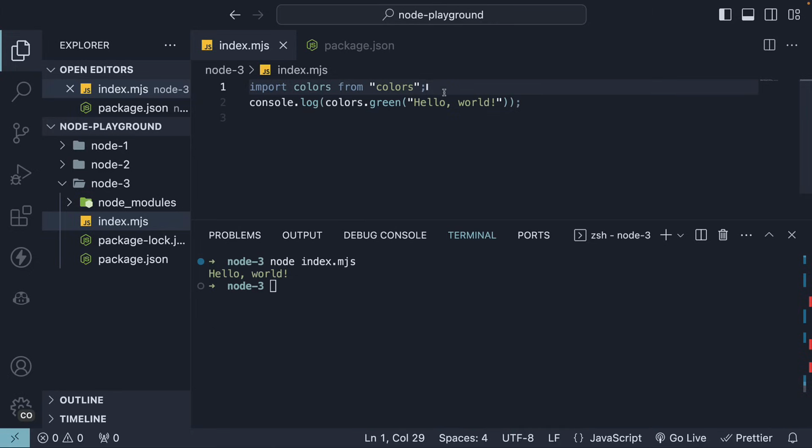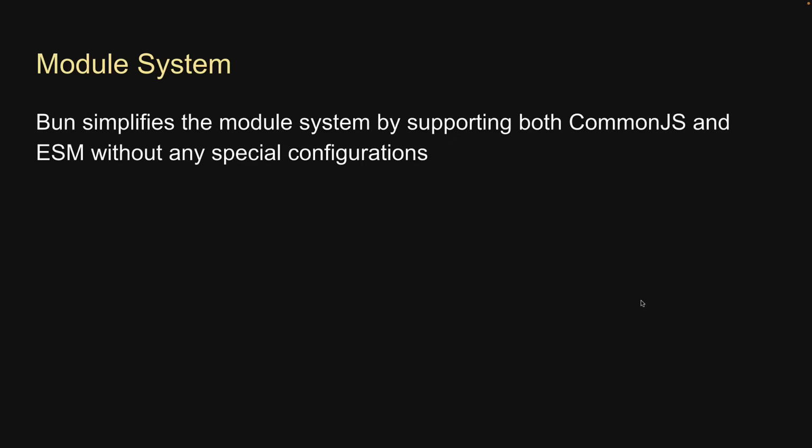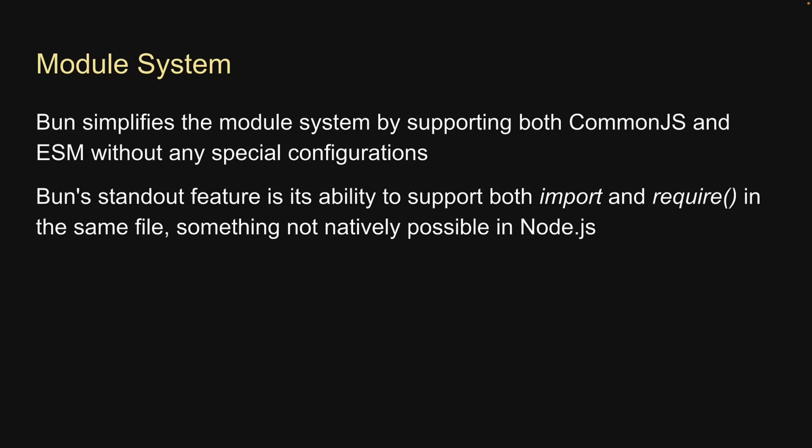This transition from CommonJS to ES modules has been a complex journey. It took Node half a decade post ESM's introduction to support it without the need for the experimental flag. Still, CommonJS remains prevalent in the ecosystem. Bun simplifies the module system by supporting both CommonJS and ESM without any special configurations. Bun's standout feature is its ability to support both import and require in the same file, something not natively possible in Node.js.